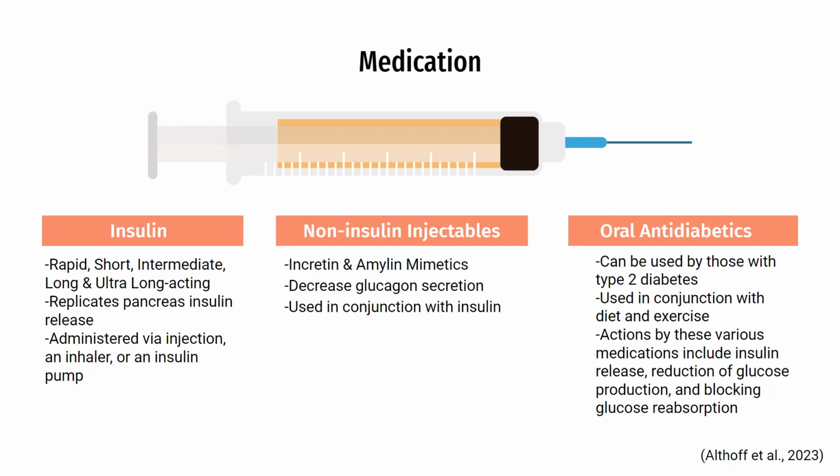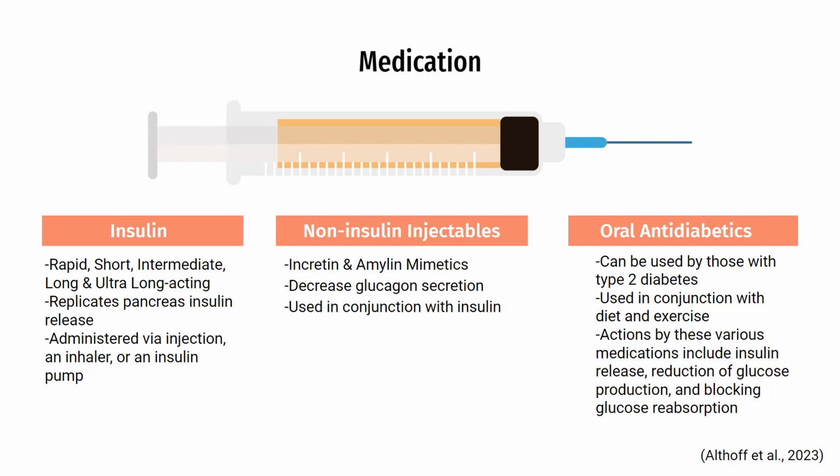Rapid, short, and intermediate acting insulin are taken before a meal to help manage the rise in glucose after eating. Intermediate acting insulin can also be taken before bedtime in order to maintain blood glucose levels while sleeping. Long-acting and ultra-long-acting insulin maintain basal blood glucose levels for 24 hours and beyond. Insulin can be administered via inhalation, an insulin pump, or subcutaneous injections in the abdomen, thigh, or upper arms. Sites for injection should be rotated to avoid lipohypertrophy.